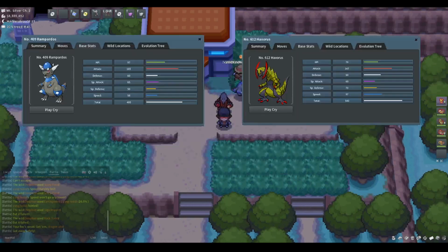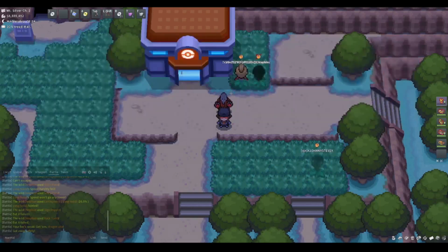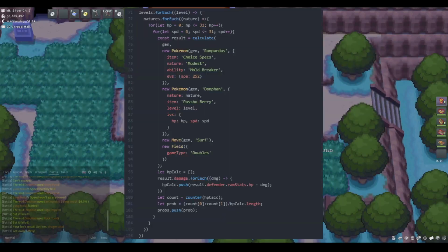If we look at their base stats again, you'll see that Rampardos has a slightly higher Special Attack at 65 compared to Haxorus at 60. And so the obvious answer is bigger number better, but I wanted to figure out exactly how much better a Rampardos is compared to Haxorus. So I wrote a script to calculate it, and without going too much into the details, I just wrote a loop that got the probability of a one-hit chance for every possible combination that a wild Donphan can roll across its possible stats, HP and Special Defense, and what nature it has, and then of course the chance that it holds a Passho Berry.